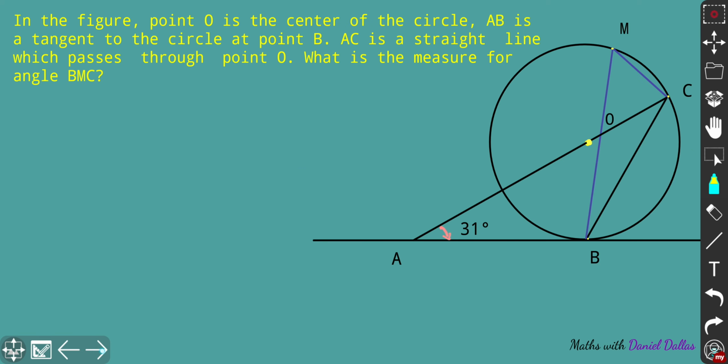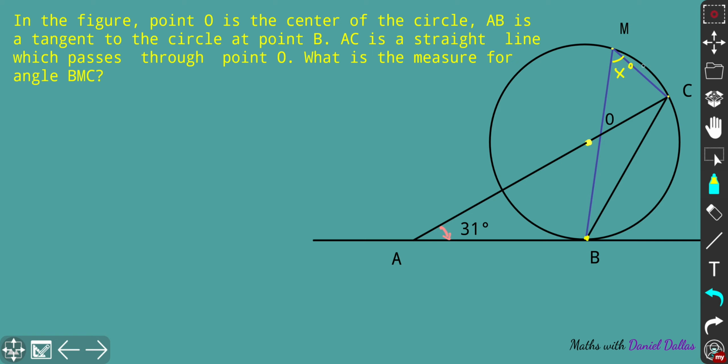Let's go to problem 2. Okay, so here is the circle. We have the tangent segment AB. Here is the tangent point. And you need to work out the measure of the angle BMC. So let's set up our target angle as X, BMC, it's right there. Okay, so this is angle X.